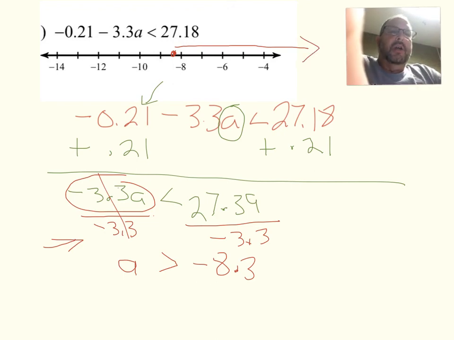Watch these videos on inequalities again as many times as it takes until you can understand the process.